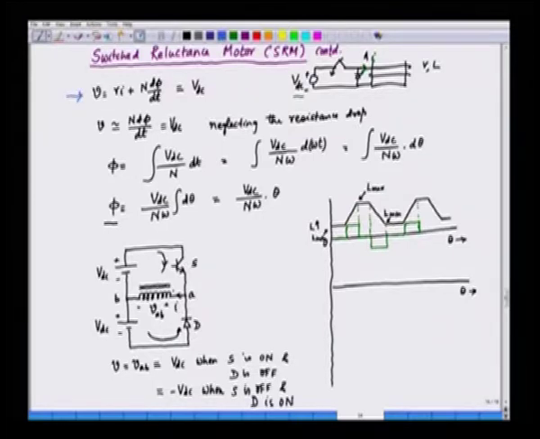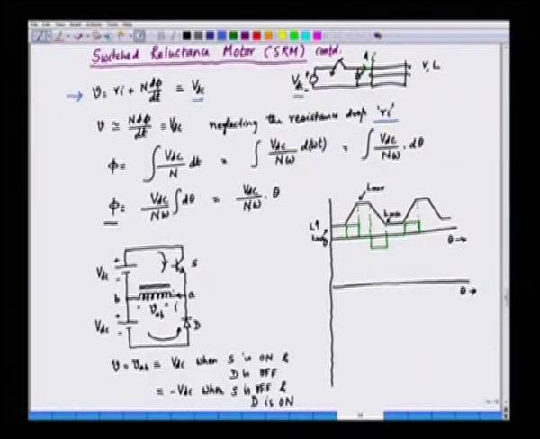to Ri plus N d phi by dt, the rate of change of flux linkage, and that is equal to the applied voltage, which is plus VDC. And we ignore the resistance drop here. The resistance drop is Ri, so we can ignore this resistance drop Ri in this case with respect to the induced EMF N d phi by dt.